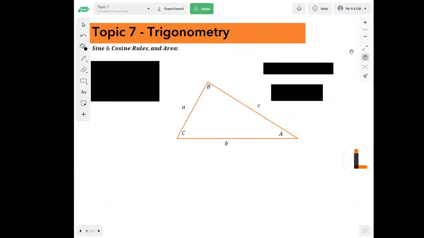So, first thing is, let's just have a go at some retrieval practice. Write down the sine rule, cosine rule, and the equation for area of a triangle. I'm giving you a triangle here if you want to use this notation here. So I'll give you about another 20 seconds and then I'll reveal them so we can check.